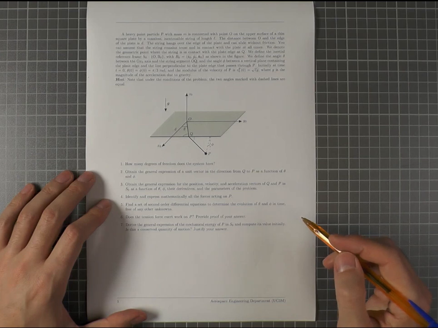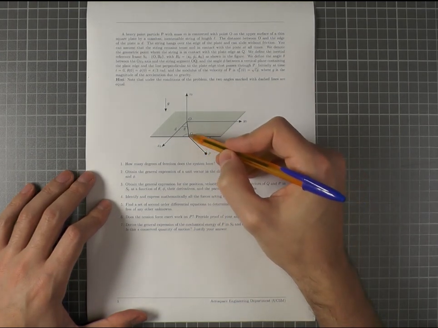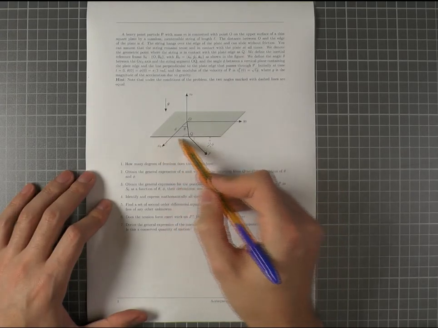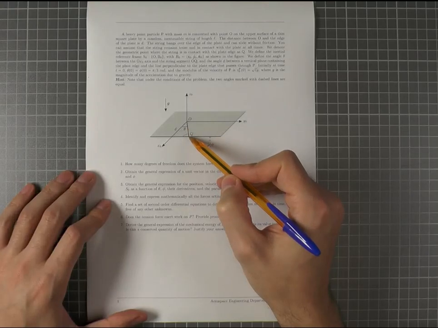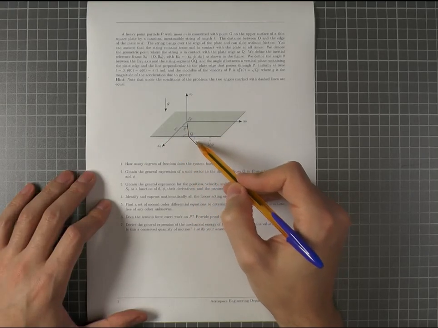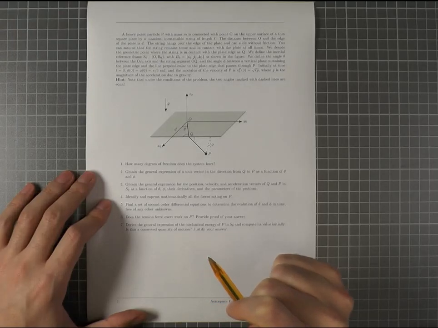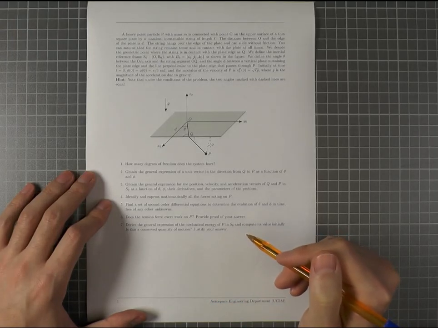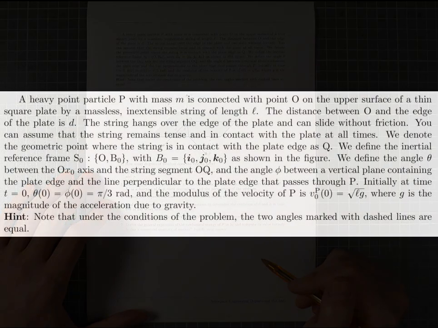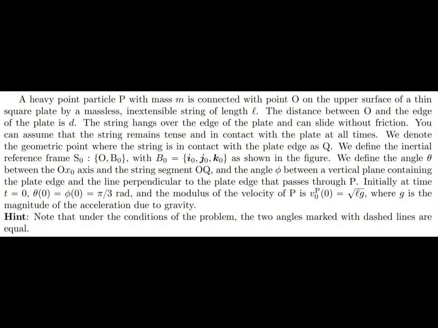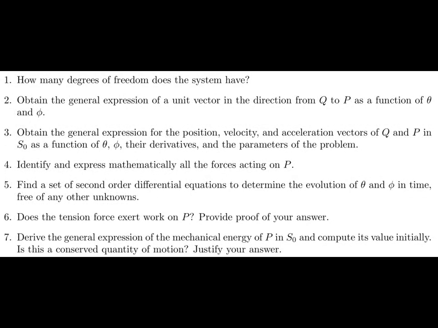Hi, this problem is about a point particle P that is connected with a string to a fixed point O on top of a table, like this, so that the string can hang over the edge of the table like that. In this screen you can read the statement of the problem in detail, so please pause your video and read it carefully. And the problem asks a number of questions that you can read here.